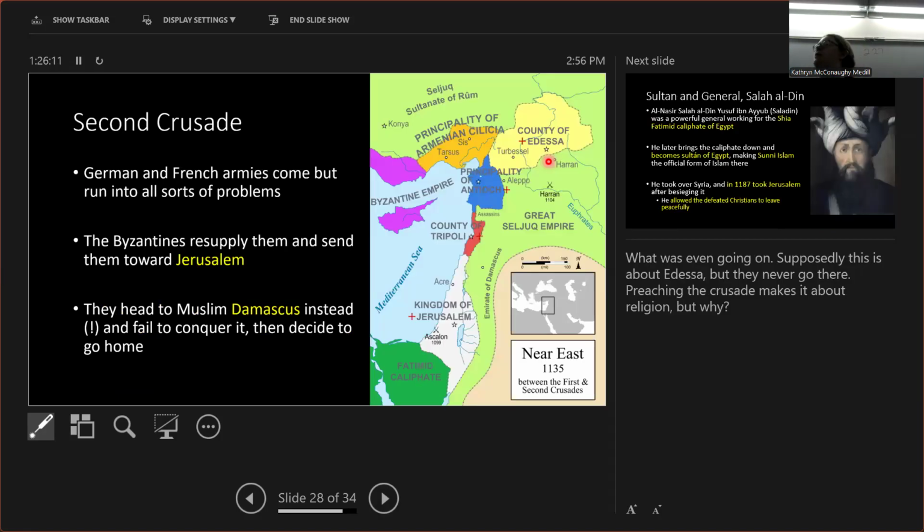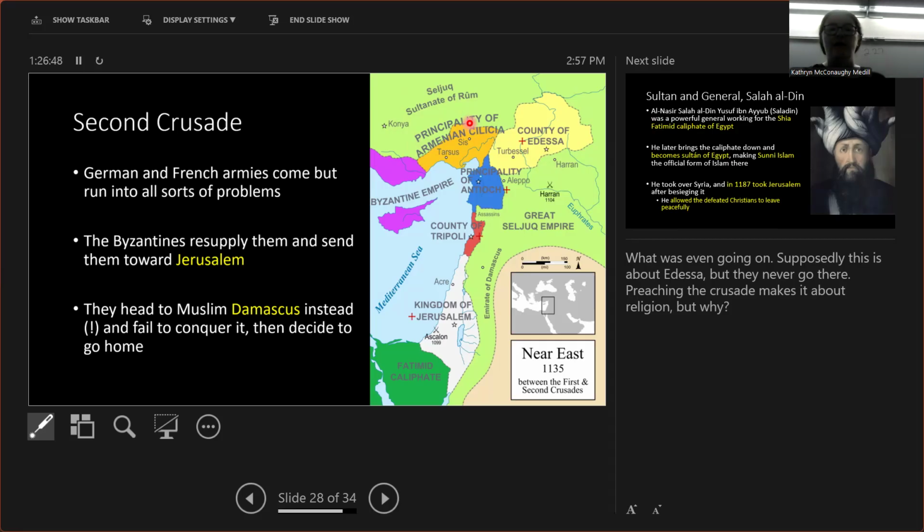Well, the German and French armies come for this crusade, but they end up running into all sorts of problems. They basically lose all of their supplies. They get delayed again. And finally, the Byzantines resupply them, primarily to get them to stop plundering the Byzantine countryside. They're like, here, have some stuff, head towards Jerusalem. Supposedly, this was about Edessa and about rescuing Edessa. They don't go to Edessa. The Byzantines are like, Jerusalem, go away from us. We don't want you guys up here.